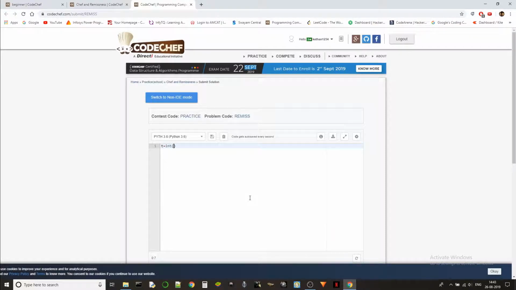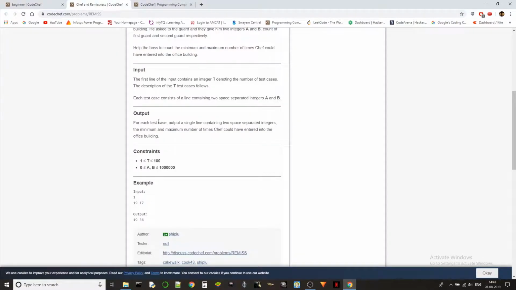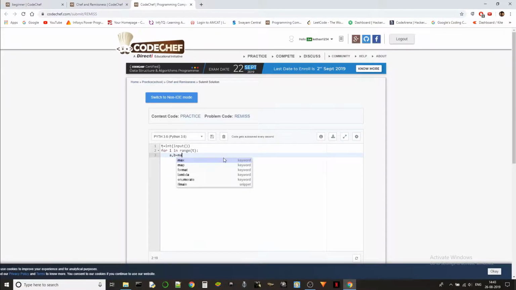We get test cases, and then for i in range of t. So we get A and B, right? A, B equals map of int, input dot split. If you guys don't understand this line, you can check out the first video. I have covered this line extensively in that video. It takes some time, so I'd rather you check that video out.